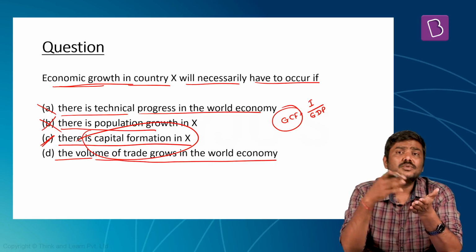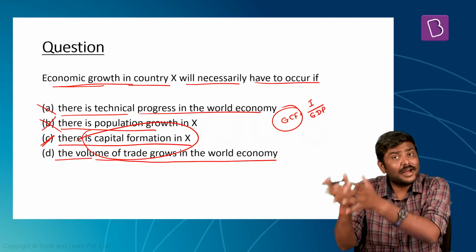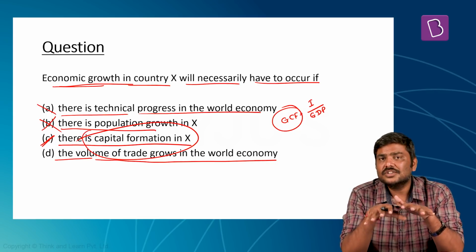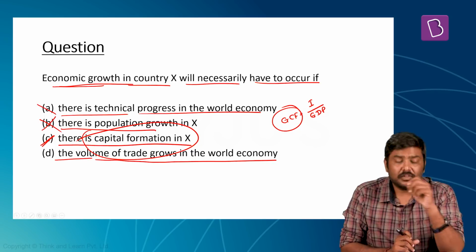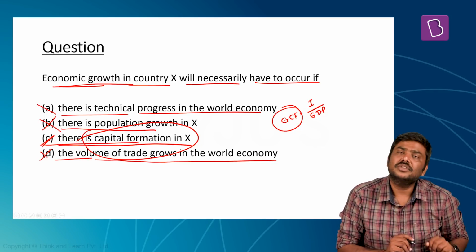And many a times a vice versa relationship also has been seen where India's GDP growth rate is much higher than the global trade growth rate. So this kind of a correlation exists between both of them. So even the last point is not the correct option. Option C is the right option related to this particular question.